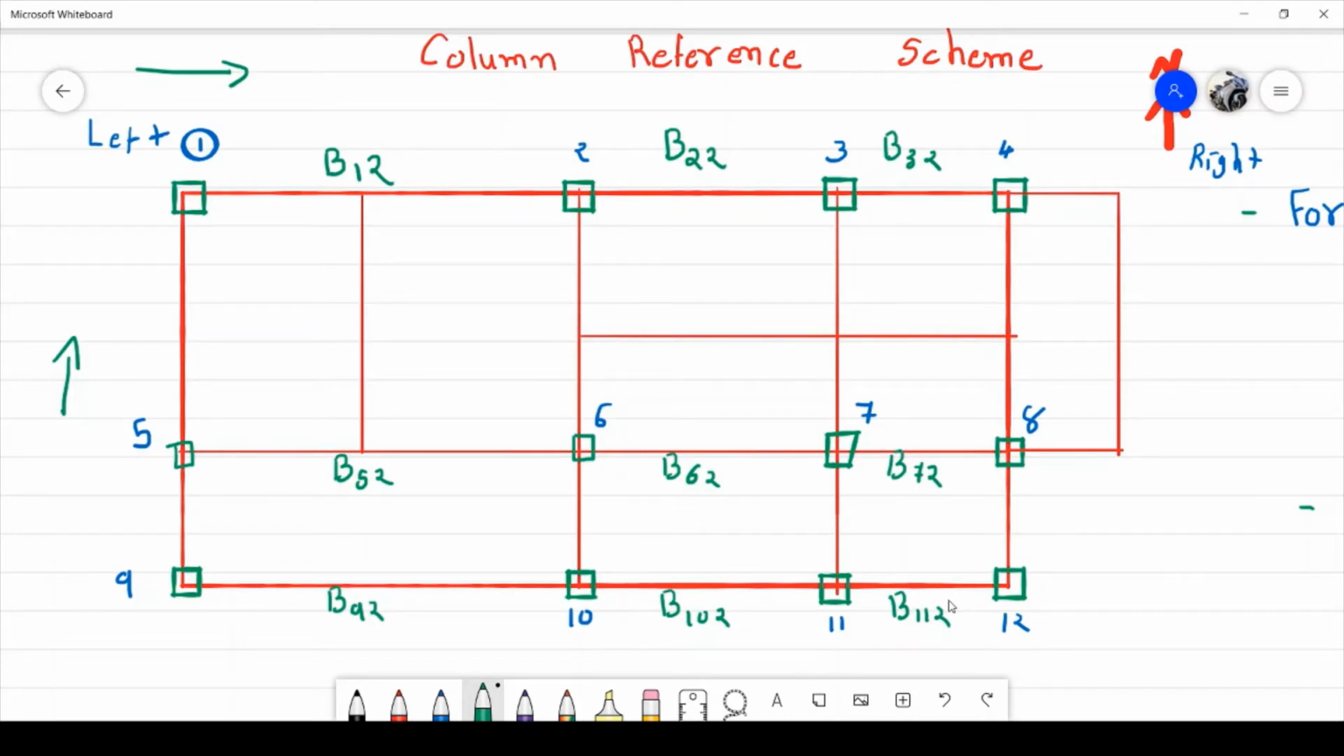Okay, so here the x direction beam naming is completed. So we are going to the y direction. B91 starting point, B51, B101, B61, B111, B71, B121 and B81. Okay, so here is the naming of the beam for the main beams only.